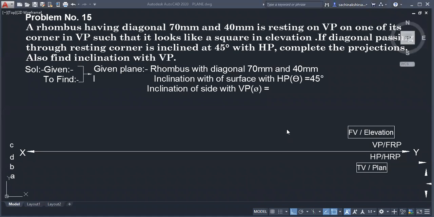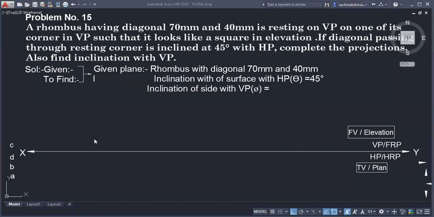A rhombus having diagonals 70 mm and 40 mm is resting on VP, one of its corners in VP, such that it looks like a square in elevation. If the diagonal passing through the resting corner is inclined at 45 degrees with HP, complete the projection and also find the inclination with VP.